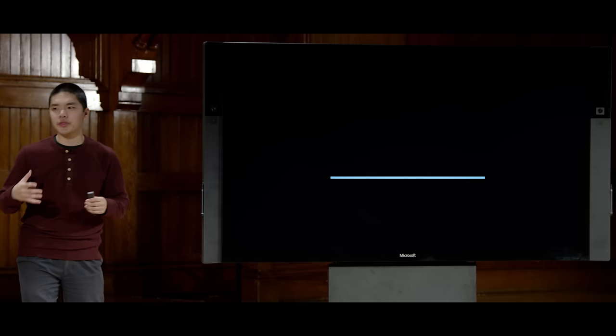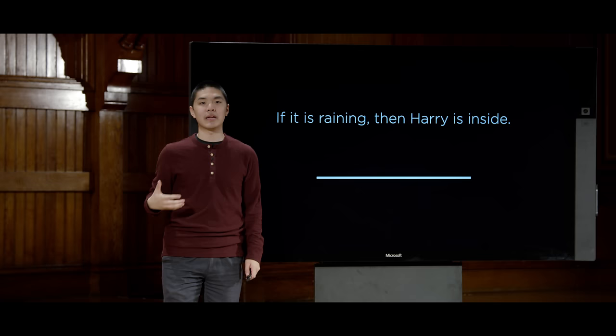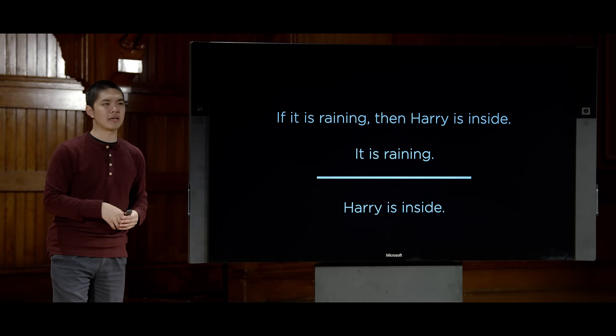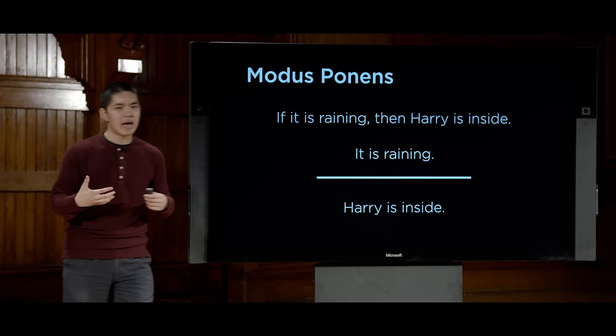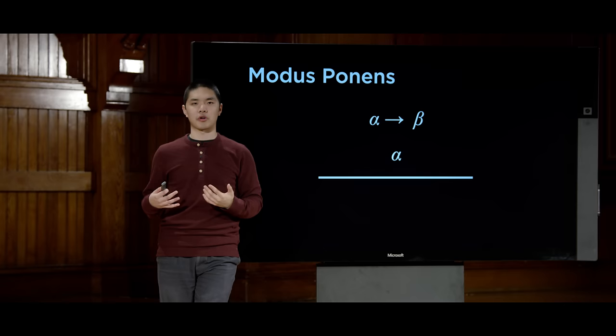So for example, let's imagine that I have access to two pieces of information. I know, for example, that if it is raining, then Harry is inside. And let's say I also know it is raining. Then most of us could reasonably look at this information and conclude that, all right, Harry must be inside. This inference rule is known as modus ponens, and it's phrased more formally in logic as this. If we know that alpha implies beta, in other words, if alpha, then beta, and we also know that alpha is true, then we should be able to conclude that beta is also true.